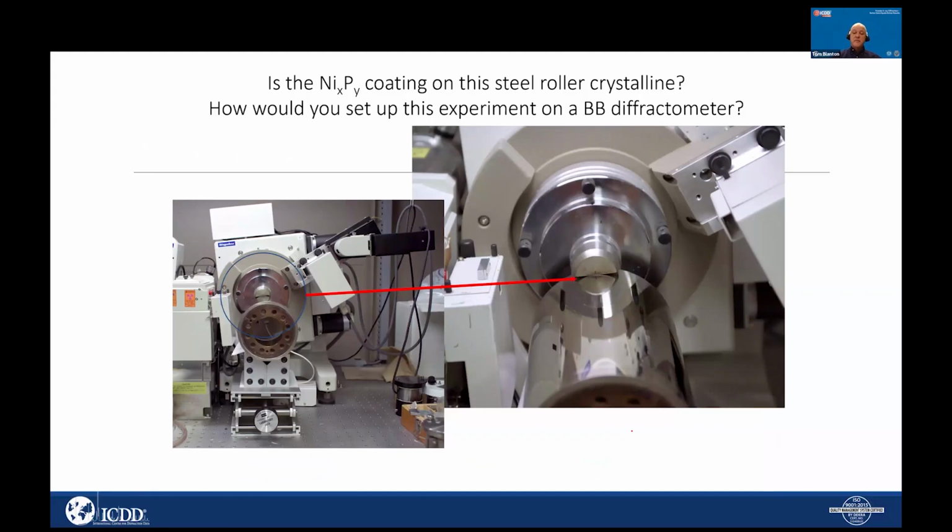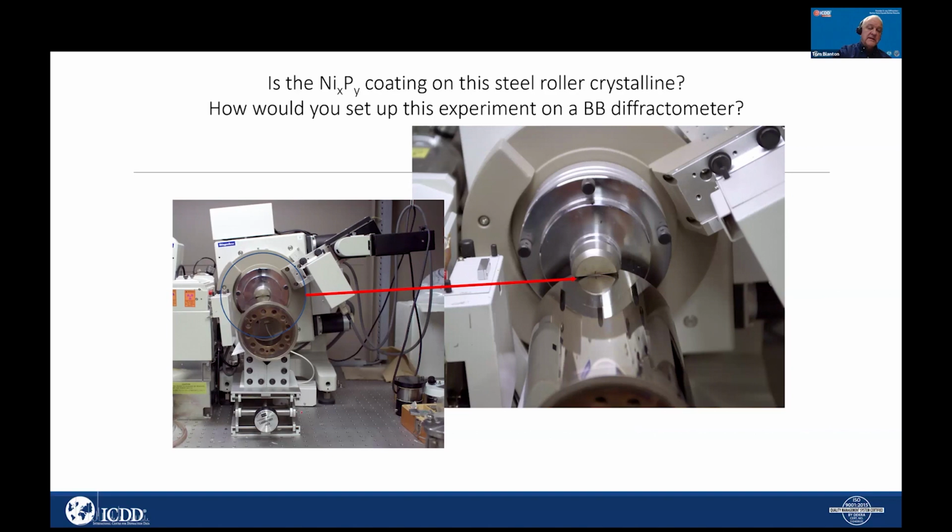Everything, though, is not a powder. And you have to accept the fact that sometimes you're going to have some other issues come into play. Here is a coating of nickel phosphide, about 100 microns, on a steel roller. And we were asked to take a look at it, but we can't cut it and we can't grind it up. So in this particular situation, what do we do?